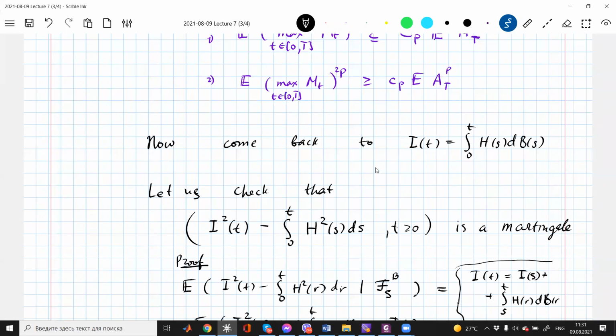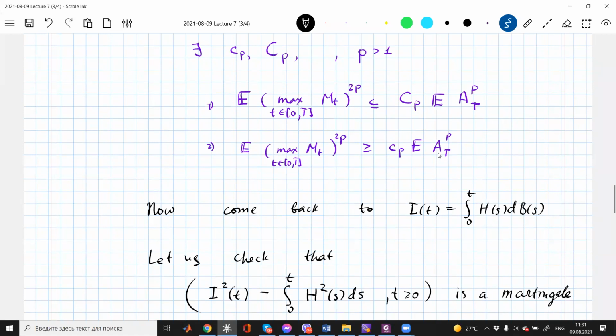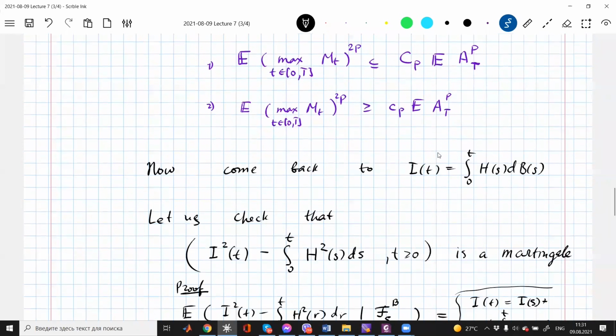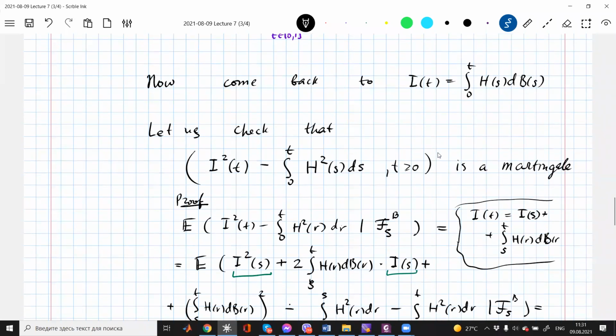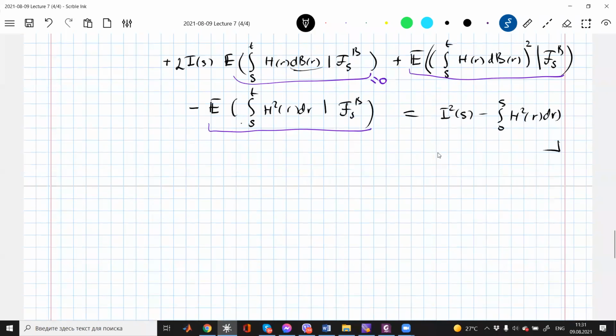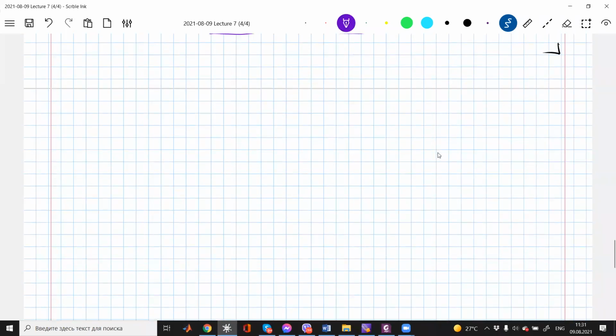the same as this process A in the definition for a general martingale. So now I want to apply the Burkholder-Davis-Gundy inequality to the Ito integral. So let's rewrite that. The Burkholder-Davis-Gundy inequality for the Ito integral has the following form. I will write just the first one.